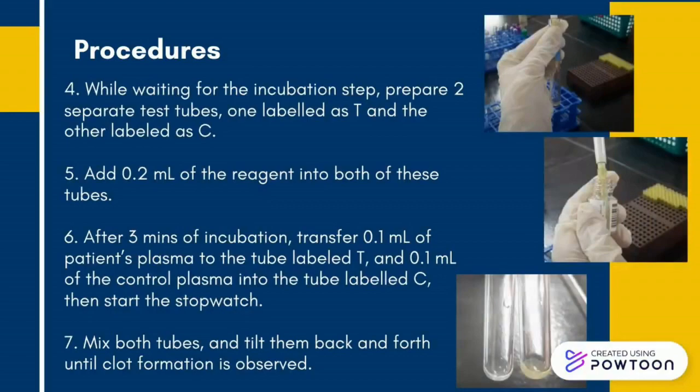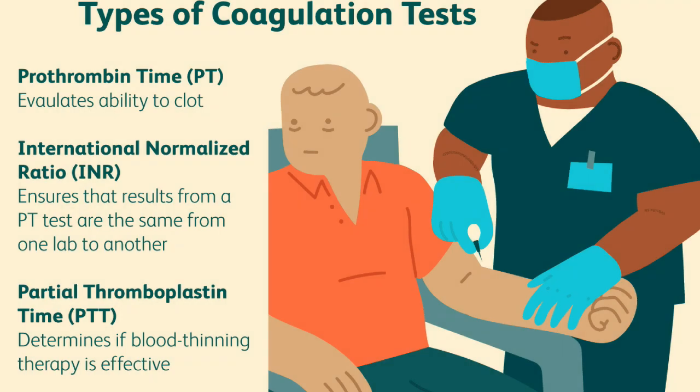Mix both tubes and tilt them back and forth until clot formation is observed. Once this happens, stop the timer and record the time for both tubes. The result for the control plasma should be within the normal limit ranging from 10 to 13 seconds for the test to be considered valid. Take note that normal values may vary depending on the reagent used by the laboratory. In most cases, the prothrombin time is reported together with the International Normalized Ratio or INR for standardization of results.